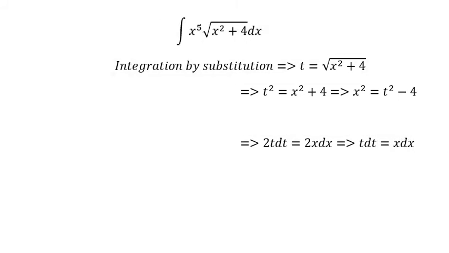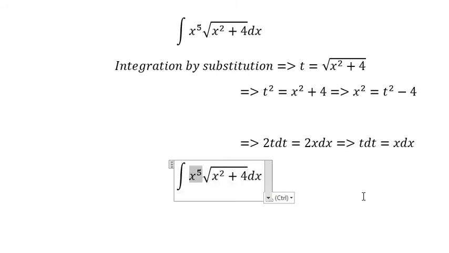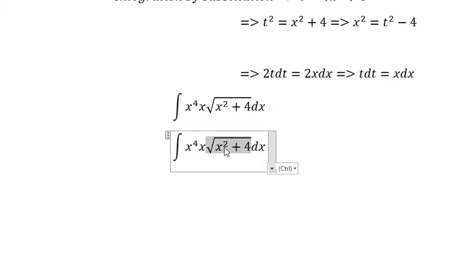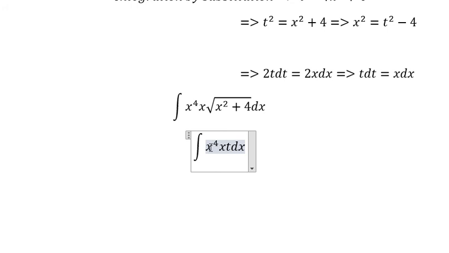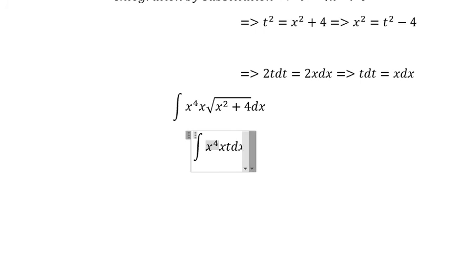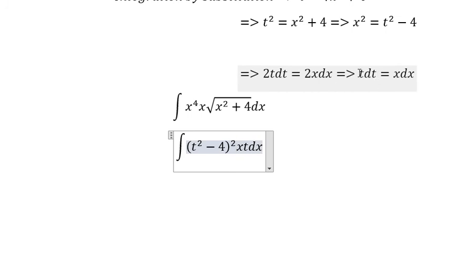Now we need to change this integral. In x to the power of 5, we can separate it into x to the power of 4 with x. The square root we change to t. X to the power of 4 we change to this one, and this is t squared minus 4, to the power of 2. X dx we change to t dt.